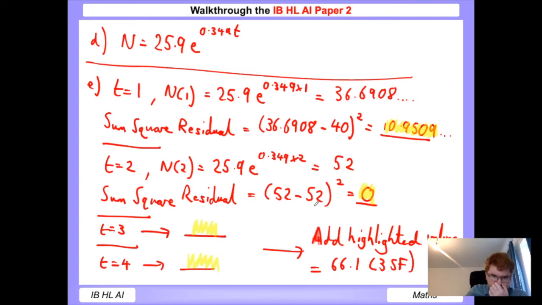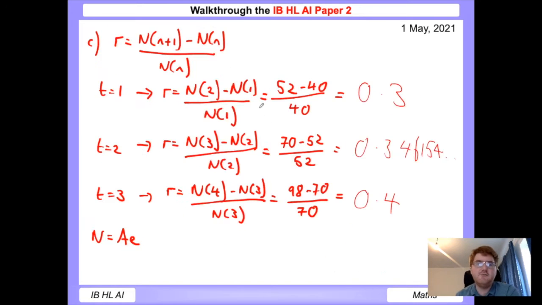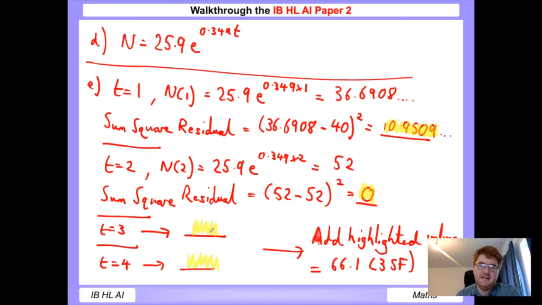Okay, so again, I'm happy to go through t equals 3 and t equals 4. It's the same process. For t equals 3 here, you put a 3, you work out a value. Whatever that value is, you minus the real value, which is 70, and then square it, and that gives you this yellow highlighted value here.